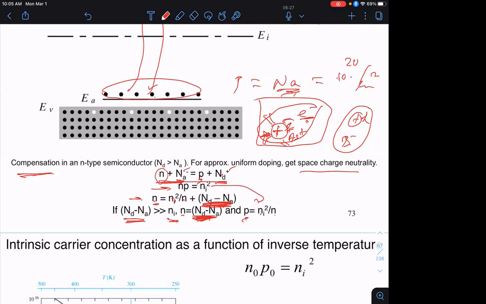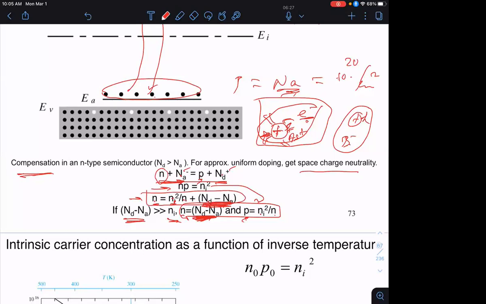So if I give you problems of this type, you first need to figure out if my doping concentration is much larger than the intrinsic carrier concentration. If it is, then you can use the simplified version. But if the net doping concentration is comparable to the intrinsic carrier concentration, you have to solve this full quadratic equation, okay?